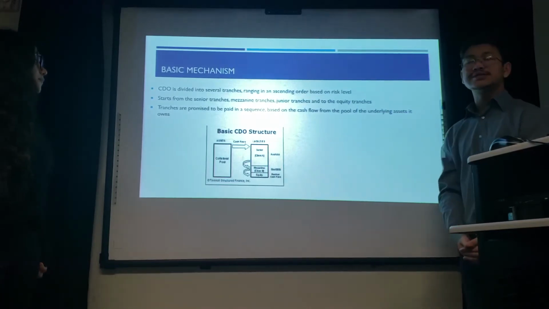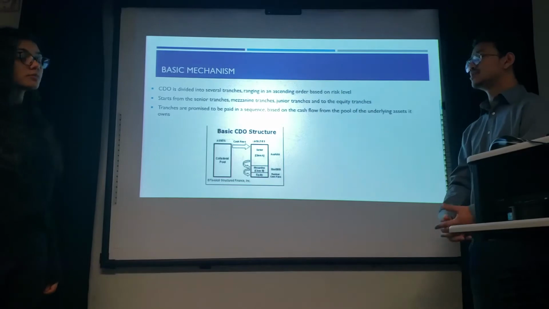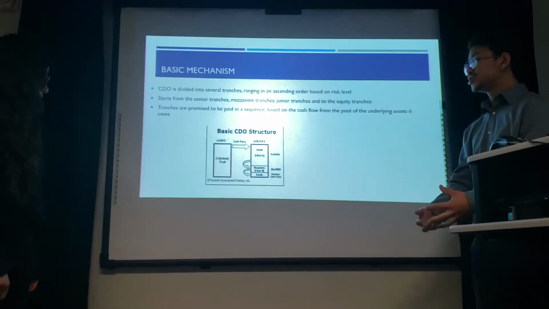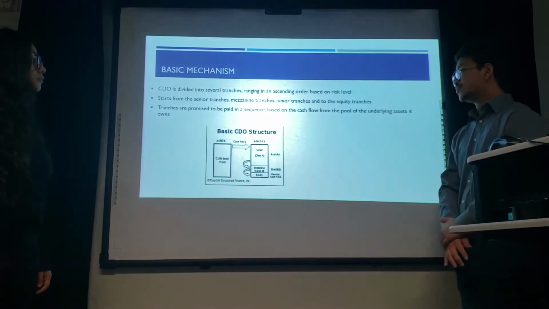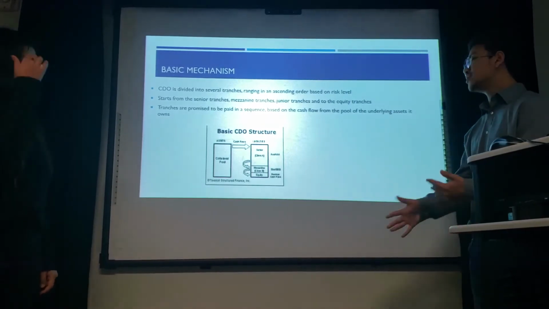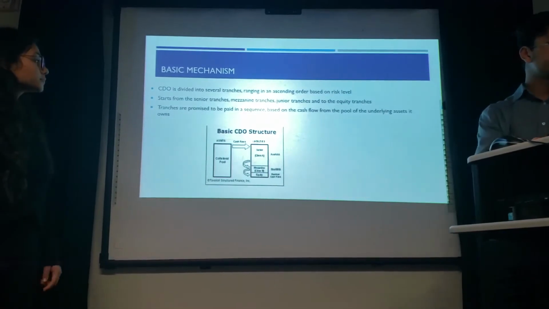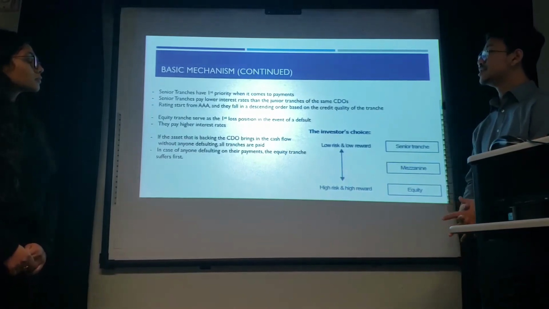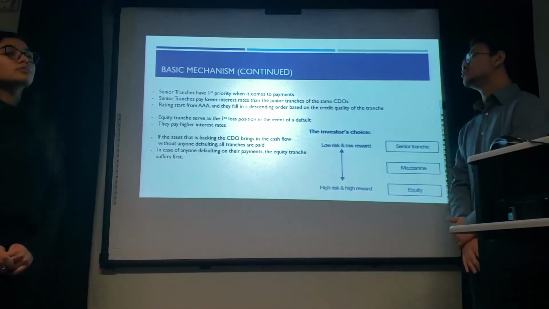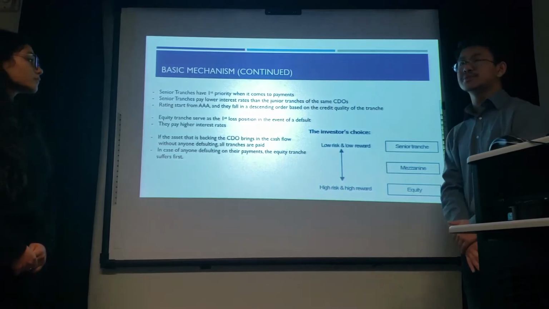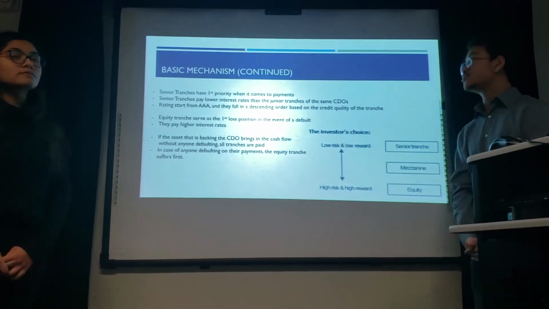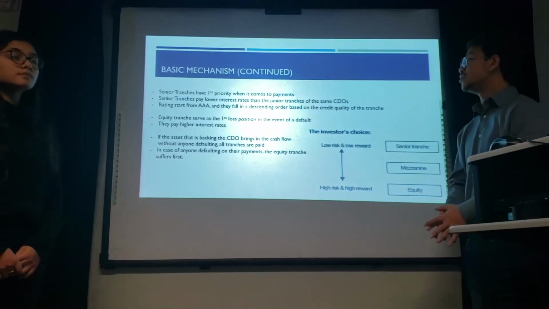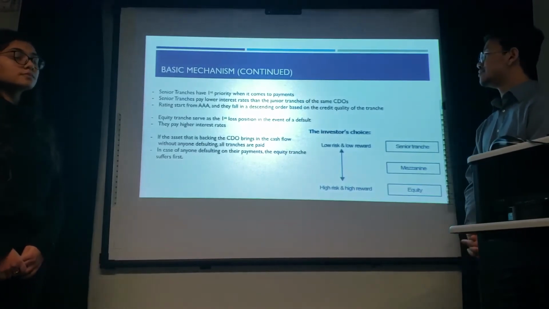In one way or the other, it is similar to a mutual fund in that it allows an investor to have a share or a portion in a diversified portfolio. However, the only difference is that here the entire pool is divided into several tranches that we get to choose from. As I said before, the senior tranches have the least risk, so they have the first priority when it comes to payments, especially during any events of default of the underlying collateral. Since they are the safest, they pay lower interest rates than the junior tranches of the same CDOs.